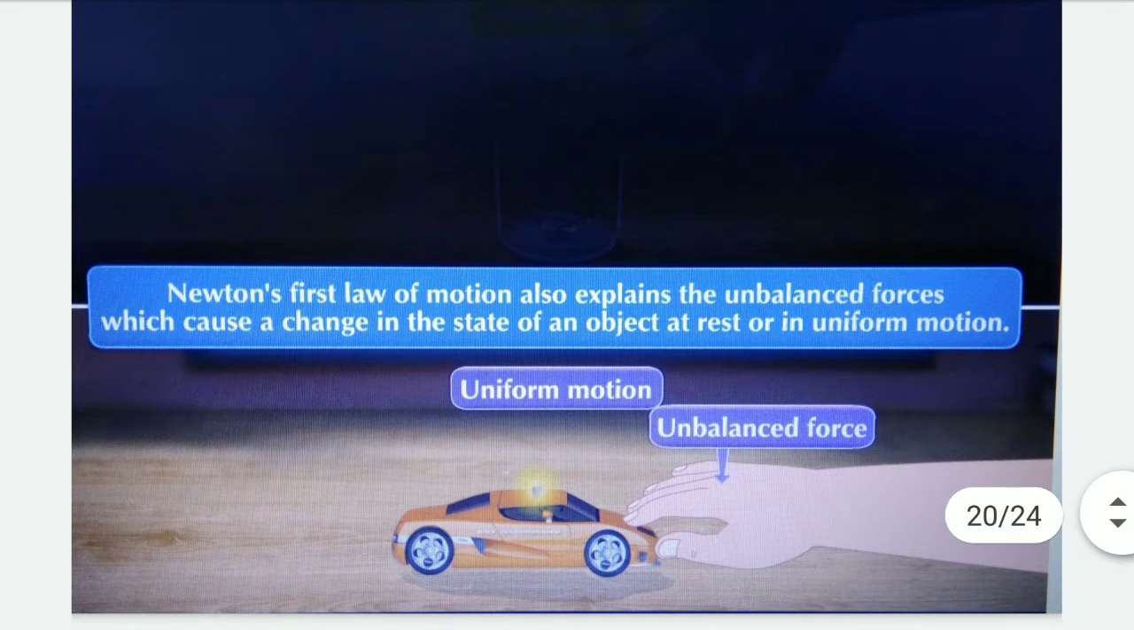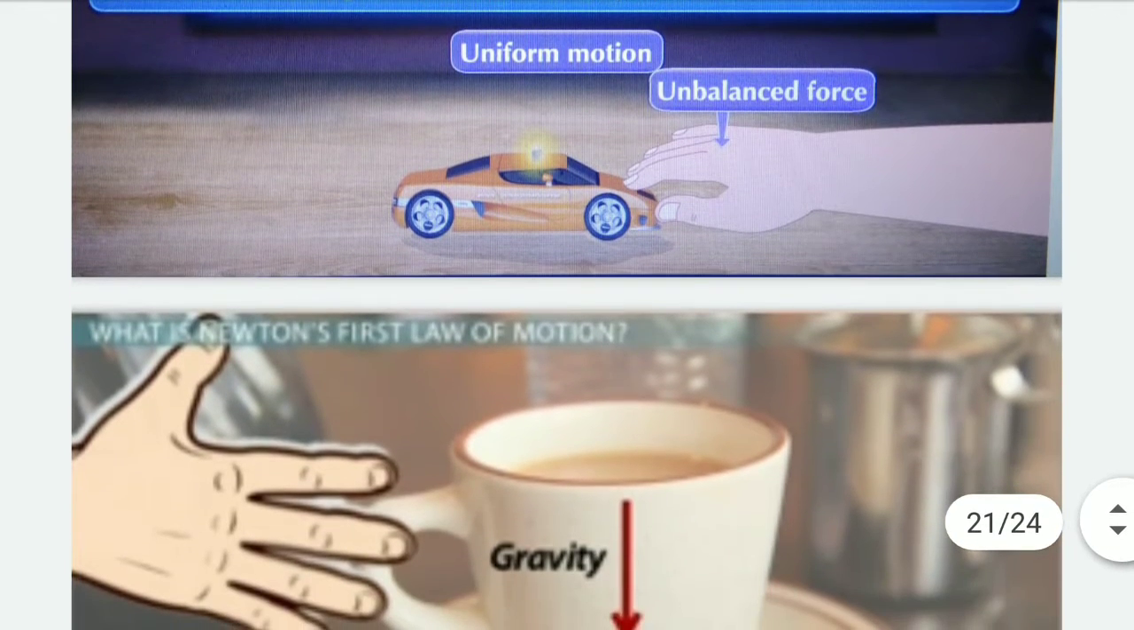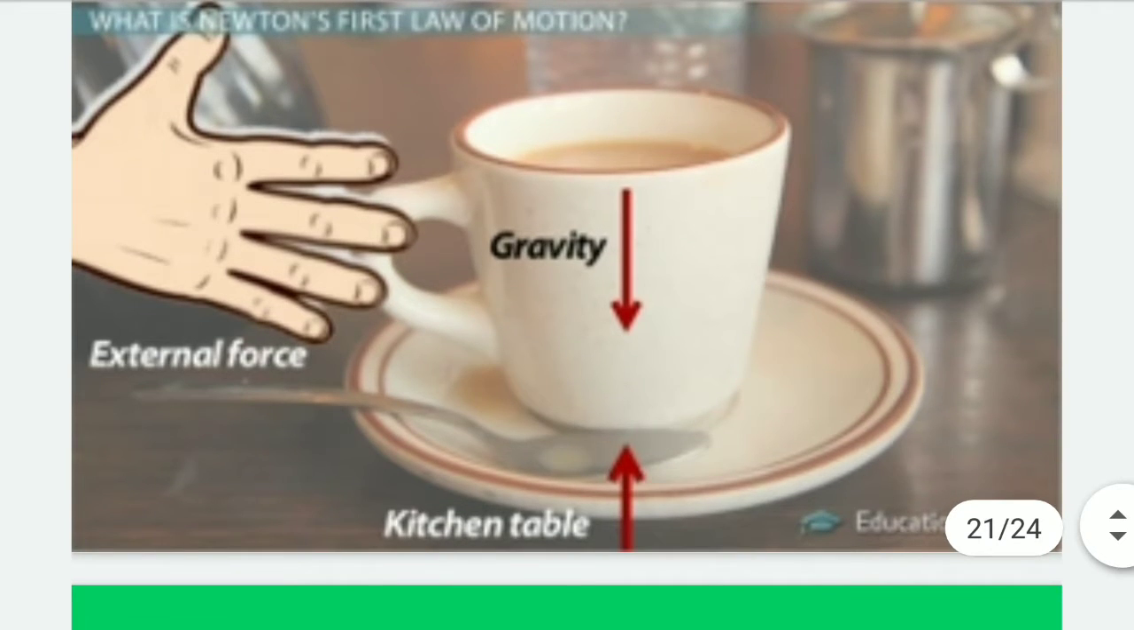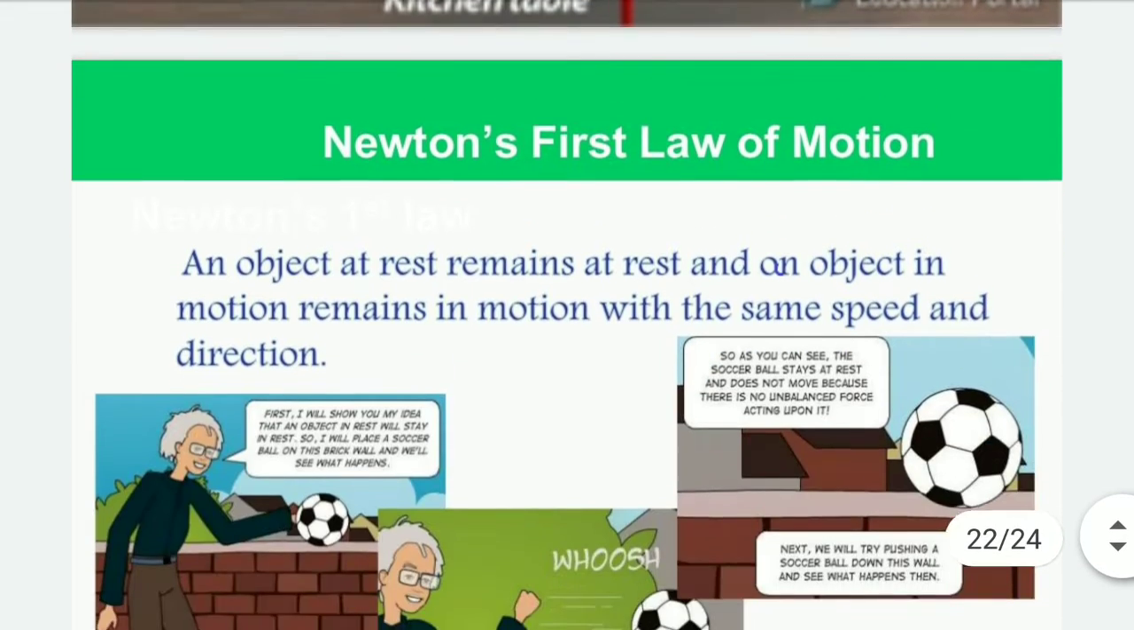We see the uniform motion of a car. This is another example, cup and saucer. External force is applied and that cup is balanced on the table, the kitchen table.